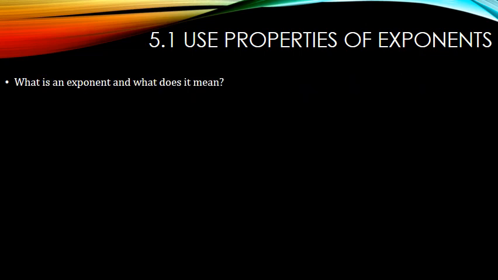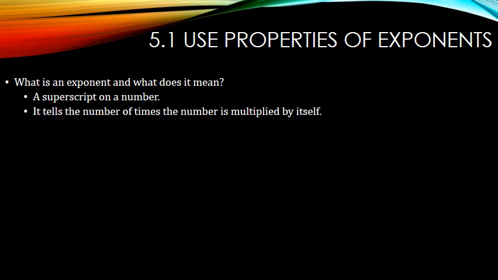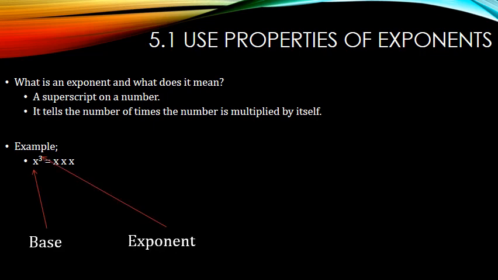So, what is an exponent and what does it mean? An exponent is a superscript on a number. It tells the number of times the number is multiplied by itself. For example, x cubed is x times x times x because the exponent is a 3. The x is the base, the 3 is the exponent.